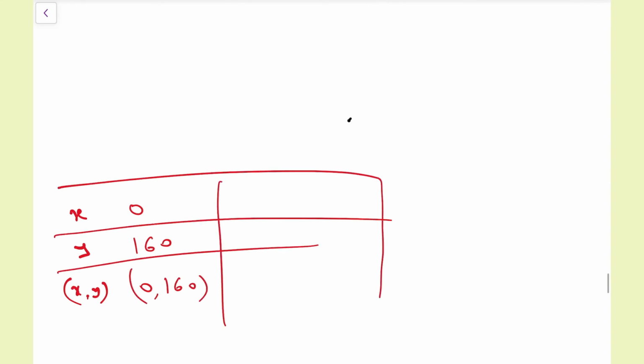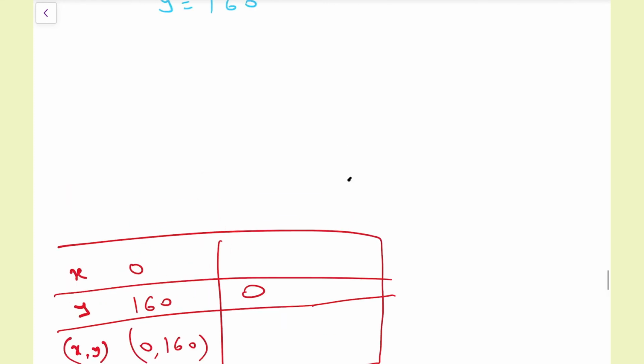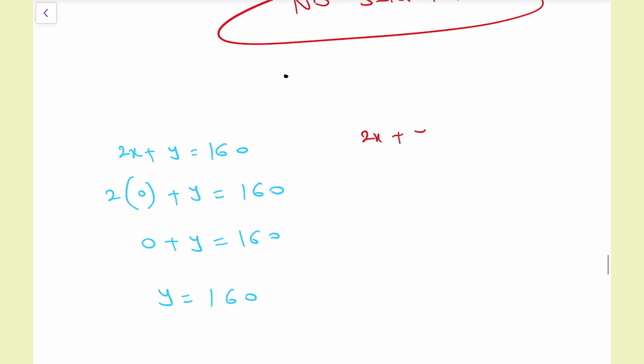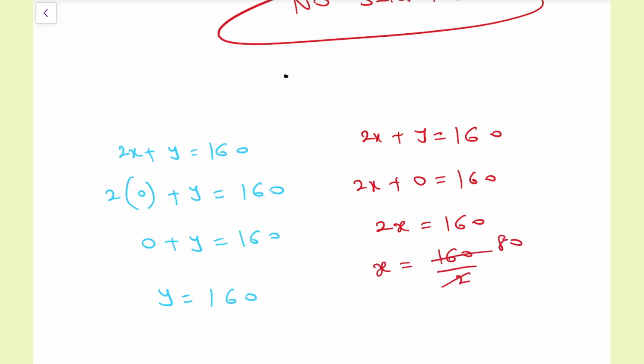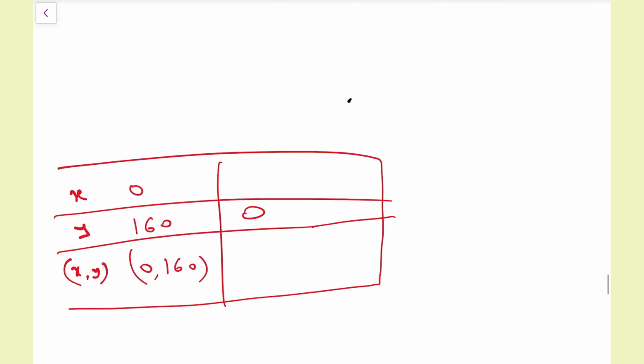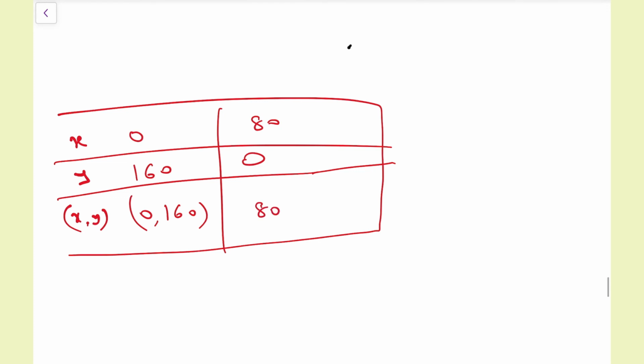Now let us draw the table first of all. One column is x, one is y, and one is x comma y. I substituted x as 0, then I got the y value as 160. So the point will be 0 comma 160. Next, let us substitute y as 0. Same equation, 2x plus y equals 160. 2x plus 0 equals 160, so 2x equals 160. Take 2 to the right side, so x equals 160 by 2. Half of 160 is 80, so the point will be 80 comma 0.